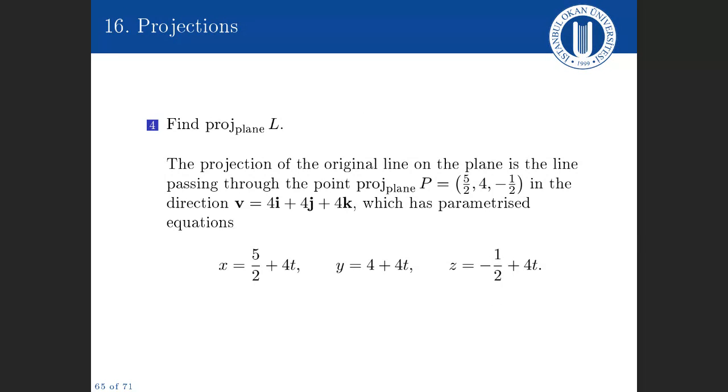And then the final step is find the projection of the line onto the plane. We know a point on the new line, and we know a vector which is parallel to the new line. So we have enough information. The new line, that's the projection of L onto the plane, must be x is equal to 5 over 2 plus 4t, y is equal to 4 plus 4t, z is equal to minus a half plus 4t.